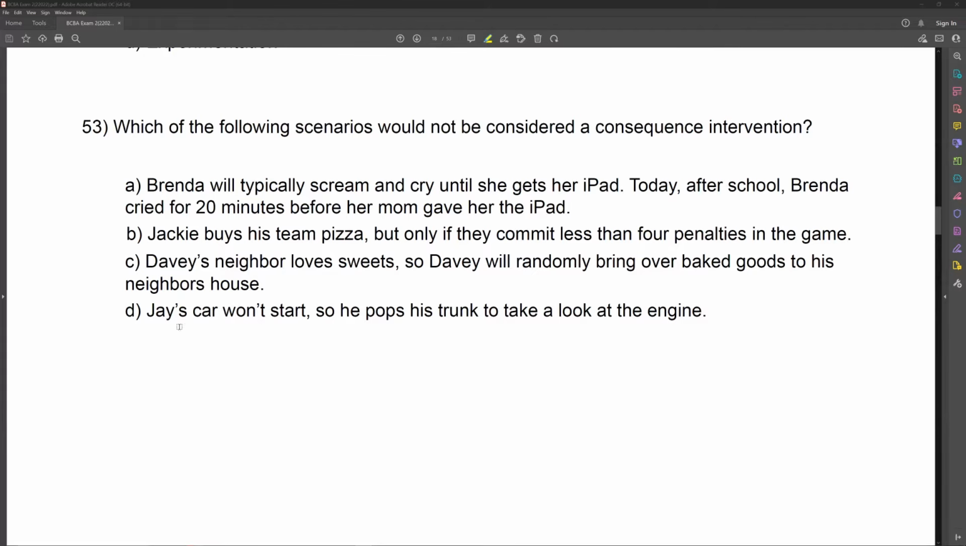Let's check out D. Jay's car won't start, so he pops his trunk to take a look at the engine. Why does Jay pop his trunk to take a look at the engine? Because his car won't start. Simply a consequence intervention. It's reactive. So therefore, C is obviously our best choice as to not being a consequence intervention. Davy's randomly bringing over baked goods, not based on his neighbor's behavior. Davy just knows his friend loves sweets, so whenever he feels like it, he'll bring over baked goods. Our answer is C. This is not considered a consequence intervention. Again, be very careful with that word not. It can throw you off.